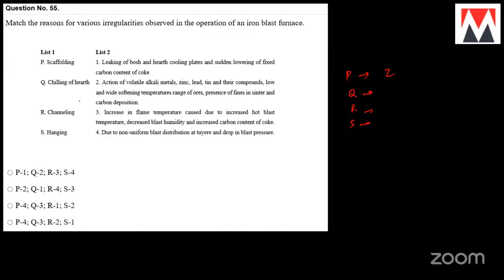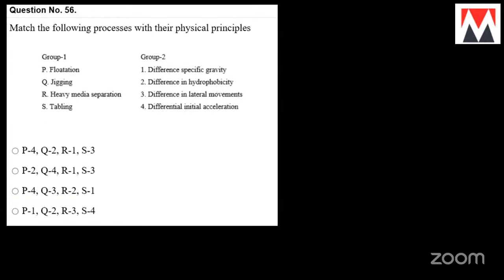So chilling of earth is nothing but the leaking of Bosch and earth cooling plate, sudden lowering of fixed carbon content of the coke. So chilling is related to 1. So your answer is 2143. Channeling is due to non-uniform blast distribution. So drop in the blast pressure. Hanging is increasing flame temperature due to the hot blast temperature decrease.